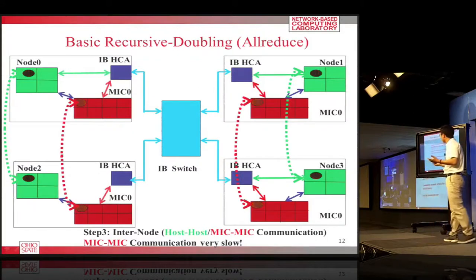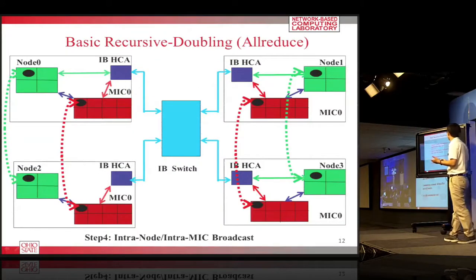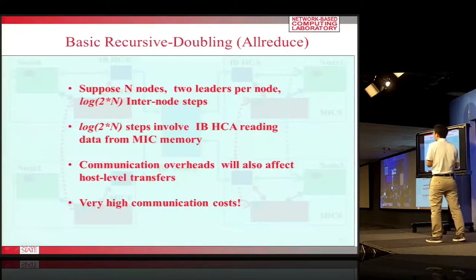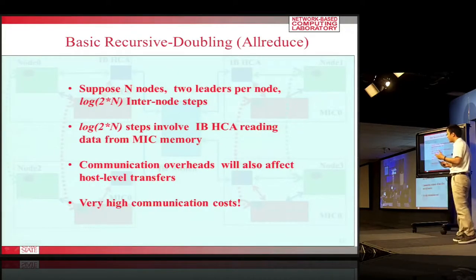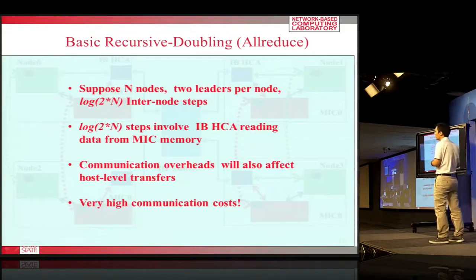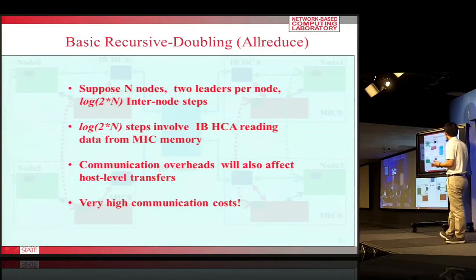Suppose there are n nodes and 2 leaders per node, meaning 1 leader for the host and 1 leader for the MIC. There will be log n inter-node steps, and all of these steps will involve the IB HCA reading data from MIC memory. Actually, this involves a lot of communication overhead.